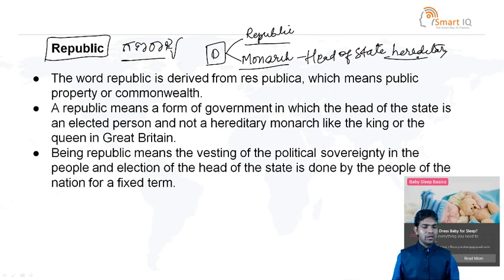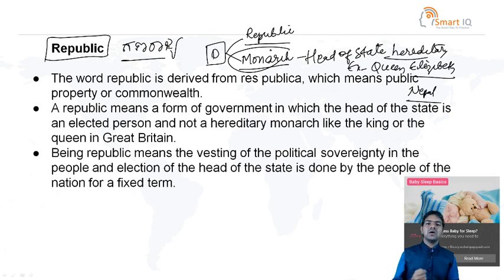ಅಂದರೆ ಇಲ್ಲಿ ಒಂದು ರಾಜ್ಯದ ಮುಖ್ಯಸ್ಥರು ಅಂತಂದರೆ ವಂಶ ಪಾರಂಪರ್ಯವಾಗಿ ಬಂದಿರ್ತಾರೆ. For example, Queen Elizabeth. Take for example Nepal, which was also a monarchy. The king system is there, that is called monarchy. It means the head of the state is hereditary in nature. For example, the British Constitution is a monarchical constitution, where Queen Elizabeth is the head of the state.